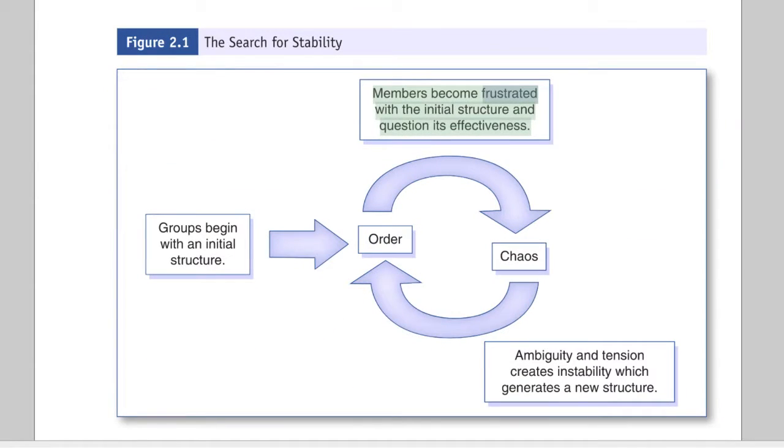Members become frustrated with the initial structure and question its effectiveness. Ambiguity and tension creates instability, which generates a new structure. Chaos. Order. Groups begin with an initial structure. Figure 2.1: The search for stability.